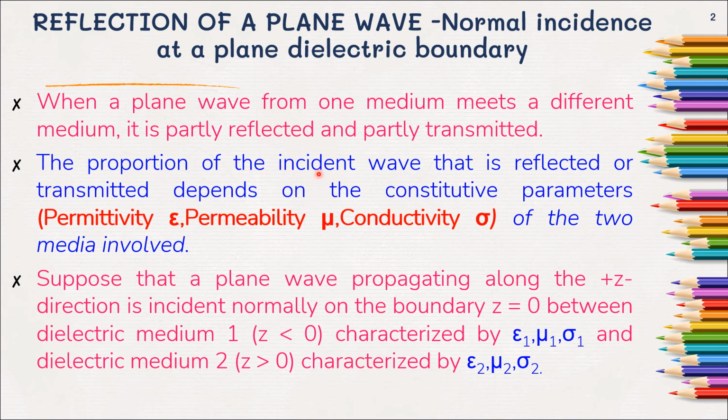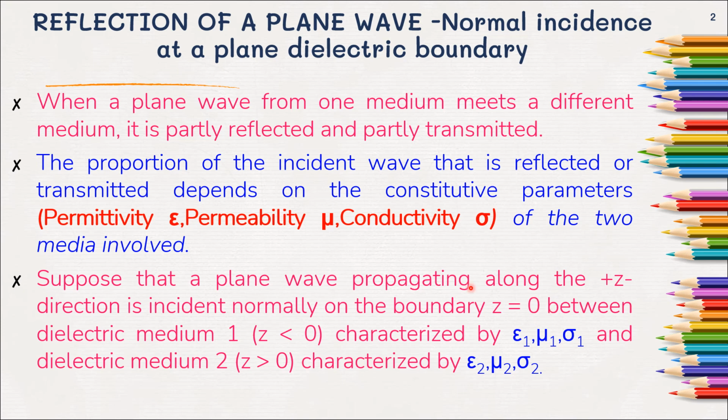The proportion of the incident wave that is reflected or transmitted depends upon the constitutive parameters. When I say constitutive parameters, I mean the permittivity epsilon, the permeability mu, and conductivity sigma. Let us assume that there is a plane wave propagating along the z direction and is incident normally on the boundary z equal to 0. I'll show you the diagram in the next slide.